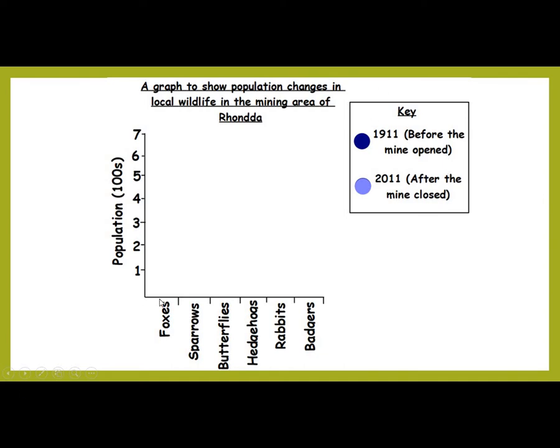So we want to compare the changes over time in the number of the population of each type of animal in this area that has been experiencing mining over the last 100 years. So we're going to draw a bar for the number of animals before the mine opened and a bar for the number of animals after the mine closed. And it's a 100-year difference between them.